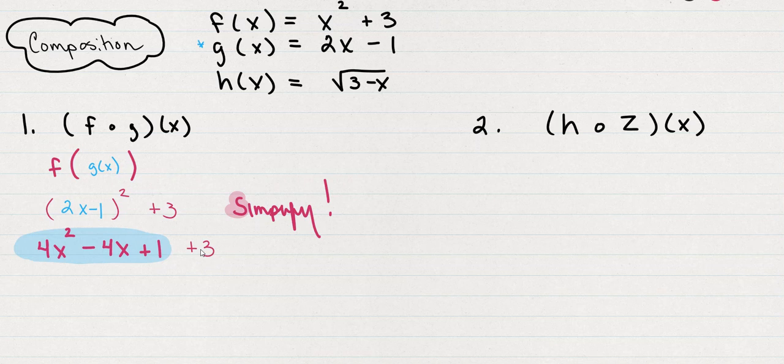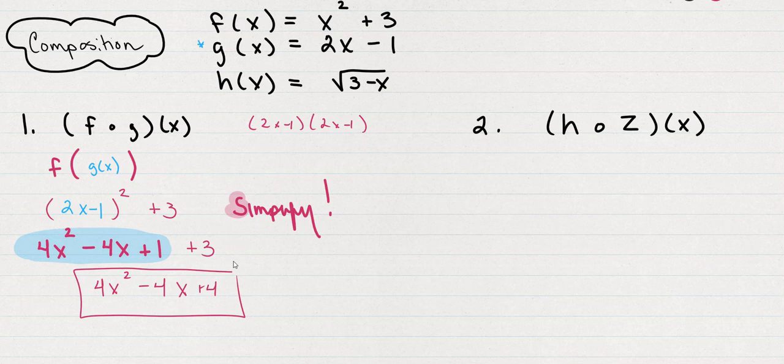If you don't know where I get that 4x squared minus 4x plus 1, then try this algebra again, maybe with FOIL. But once I combine those like terms, 1 plus 3, the final answer is 4x squared minus 4x plus 4. Let's move on to h of z.